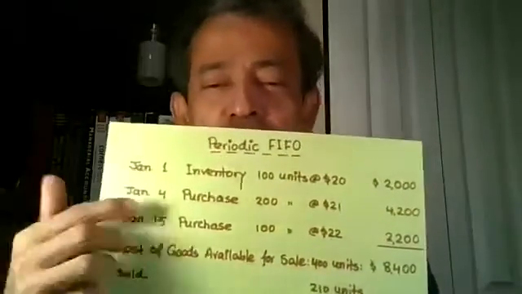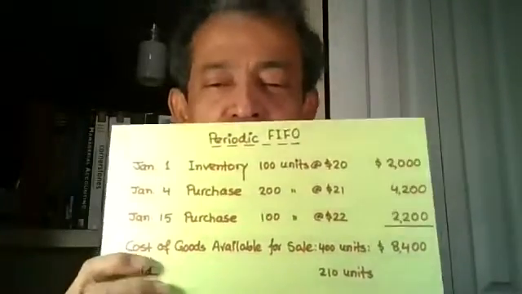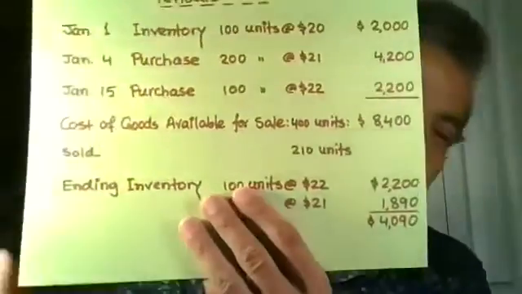Okay. Well, now that's perpetual. Now periodic. Periodic is very interesting. In periodic we don't have to maintain a whole store ledger. We just need to know when we made the purchases and at what prices, and how many units we have in stock.